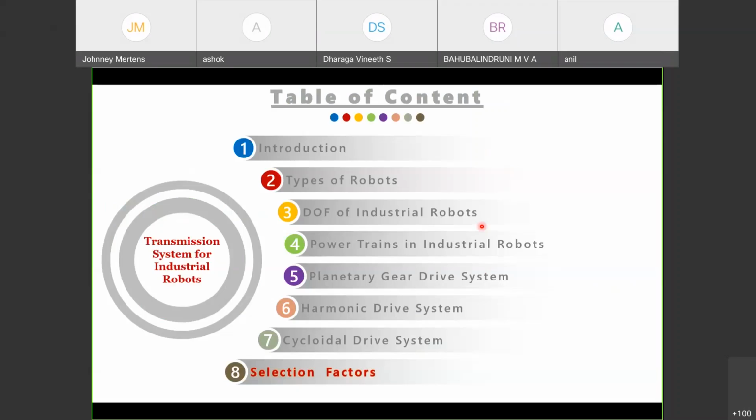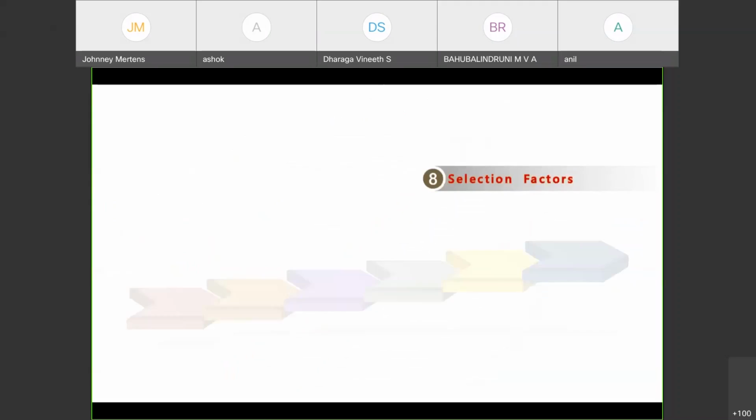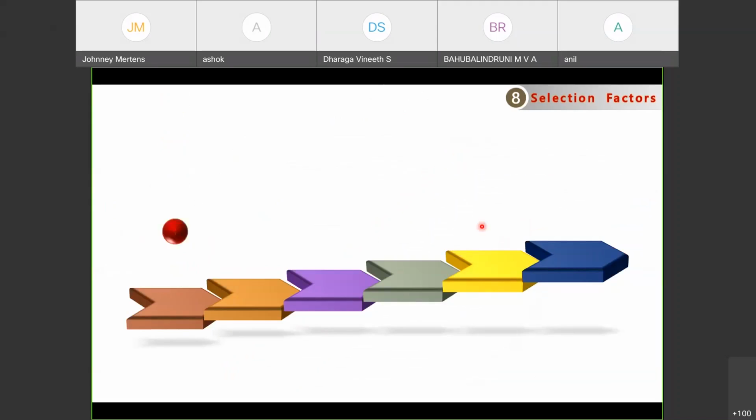Okay, then what are the selection factors which we are supposed to consider when selecting the actuators for industrial robots? The selection factors are given from least to very important. First one is the efficiency.